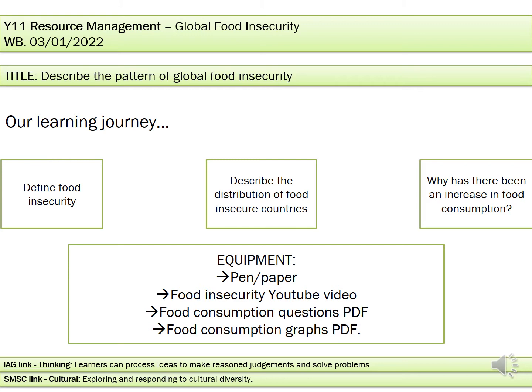So we're going to start off with describing the pattern of global food insecurity, which is the title of today's lesson. First thing that we're going to have to do is define what food insecurity means as a recap. Then we need to describe the distribution of food insecure countries, so focusing on a choropleth map skill. And then finally, we need to be able to explain why there has been an increase in food consumption around the world.